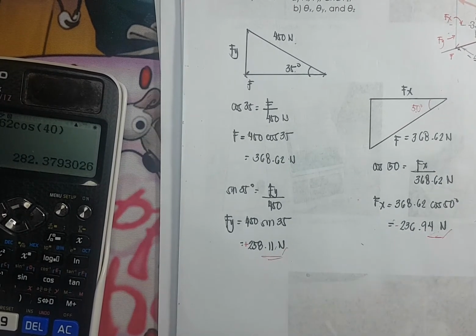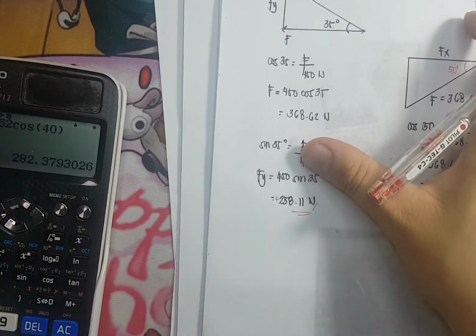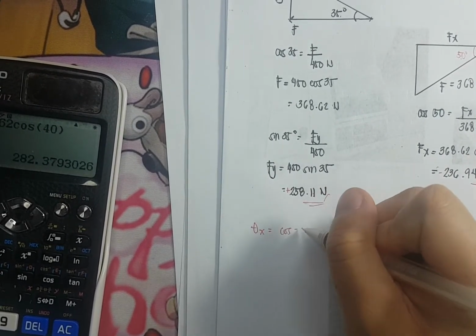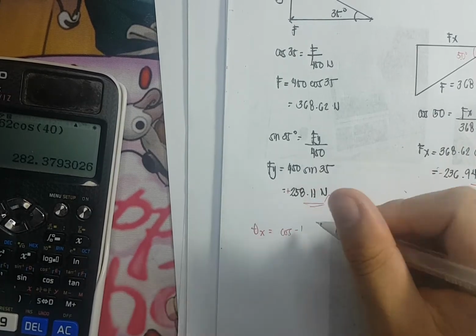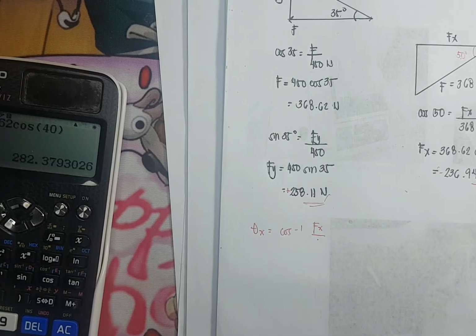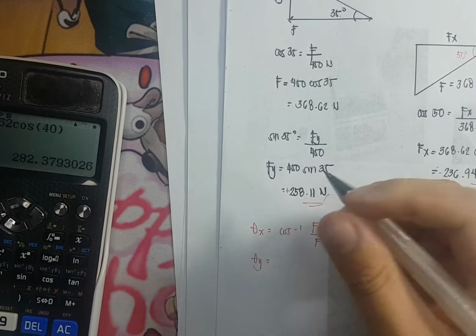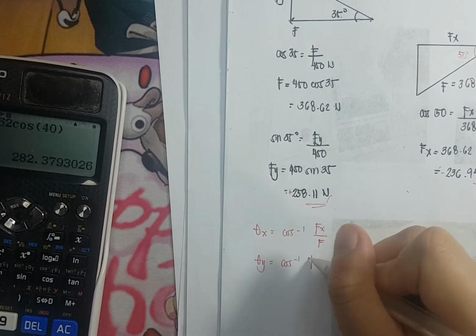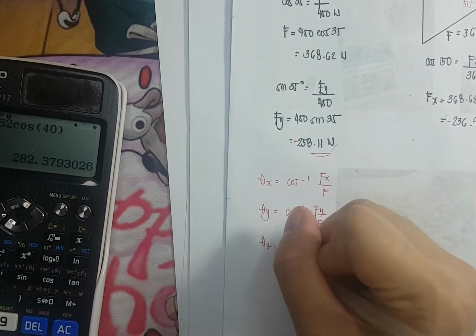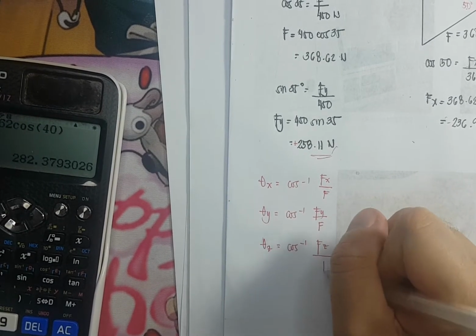Next would be the angle. Okay, so from our notes for three-dimensional, theta x is equivalent to arc cosine f of x over f. Then theta y is equivalent to arc cosine f of y over f. Then theta z is equivalent to arc cosine f of z over f.